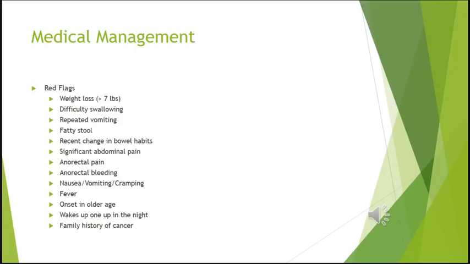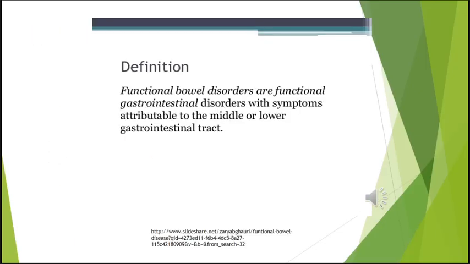If they have significant abdominal pain, anorectal pain, anytime there's anorectal bleeding, that should trigger a referral back to the physician to find out why. If they have continued nausea, vomiting, cramping, they don't belong in your clinic. They need to seek medical solutions. Are they sick? Do they have a fever? Did this suddenly begin to happen for them in their older age? And do the problems wake them up in the middle of the night? And do they have a history, or a family history, of cancer?